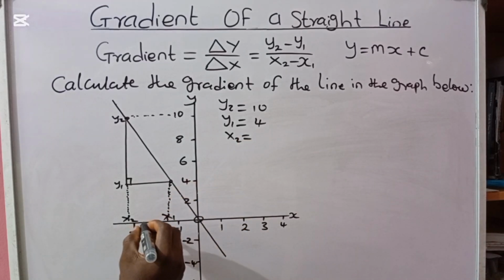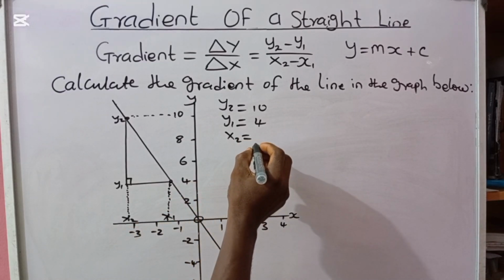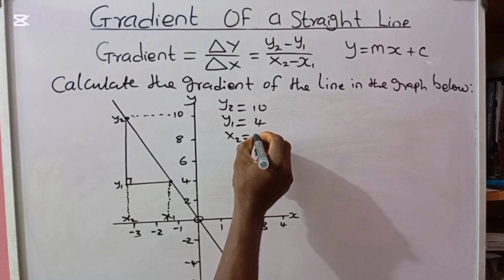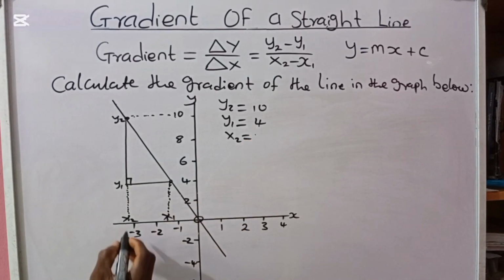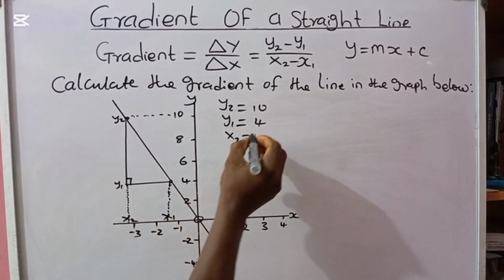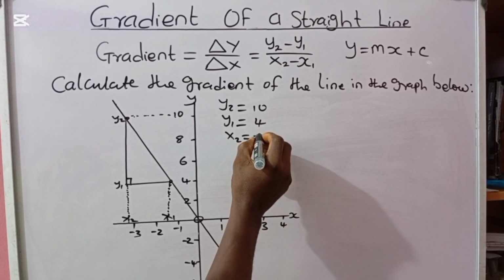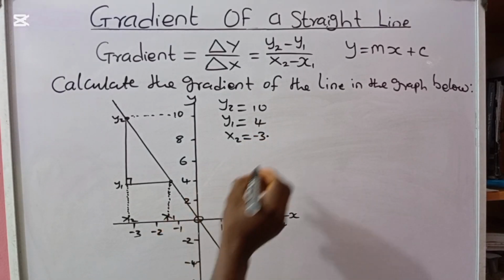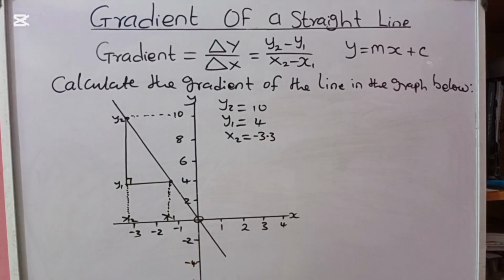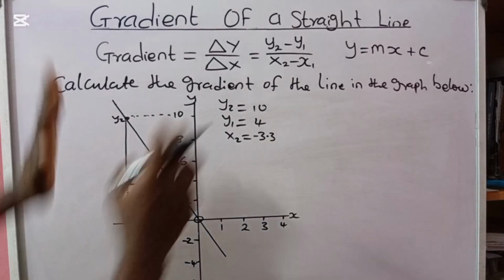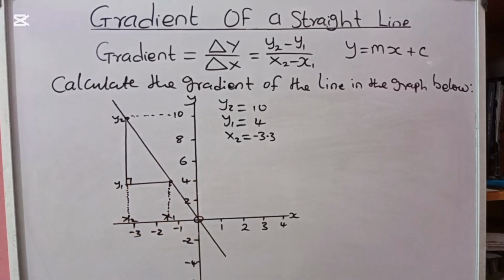All right, so x2 gives us minus 3, we can say minus 3 point, but it's not exactly minus 3 as you can see here. So let's say minus 3.3 within this line. If you are using the normal graph where the calibrations are done, it will be easier for you to read in between the points or the boxes. But in the case of this particular one, we are using estimation of the various values that we have here.